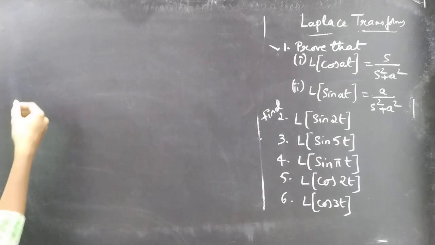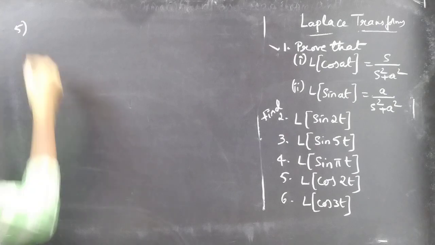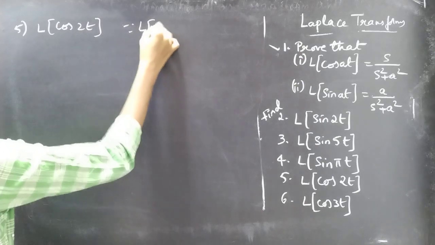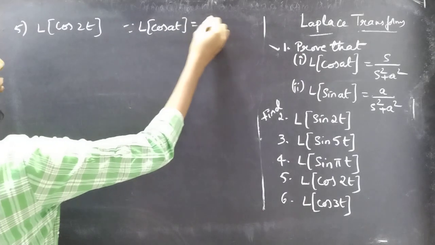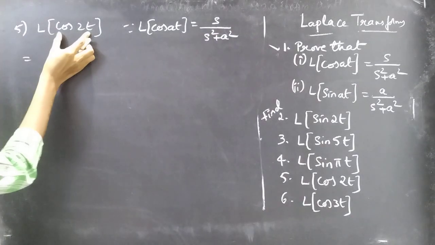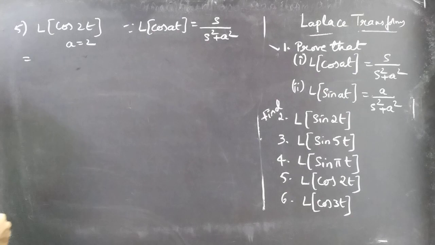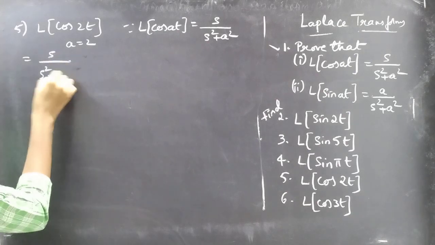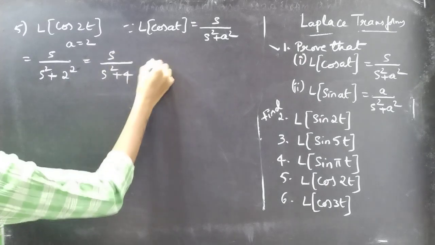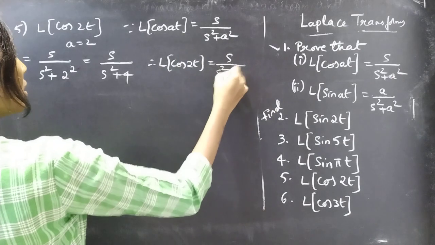Now let's solve problem number 5 and 6. Begin with 5. Find L of cos 2t. Since we know that L of cos at equal to s by s square plus a square, right? Just compare cos 2t with cos at. Then for a equal to 2, we'll have s by s square plus 2 square, which gives us s by s square plus 4. Therefore, L of cos 2t equal to s by s square plus 4.